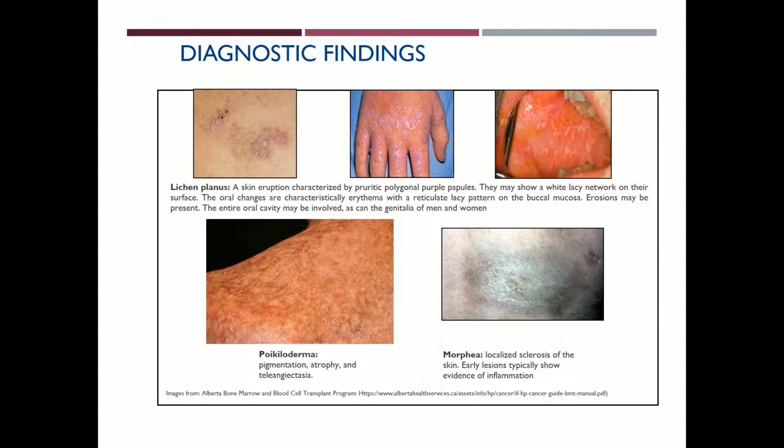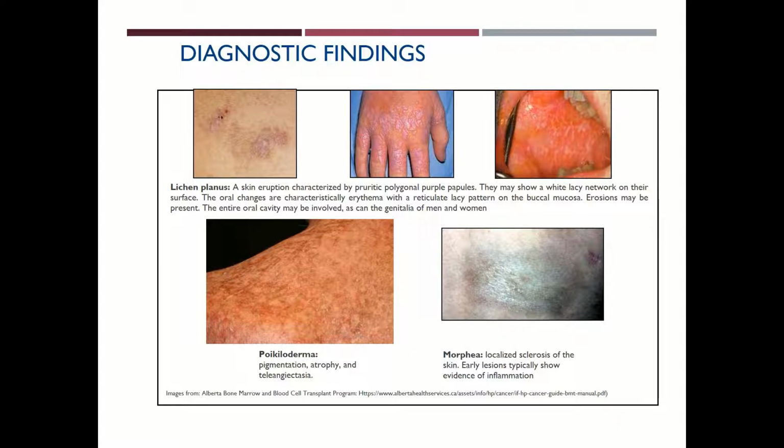This slide shows some pictures of diagnostic findings of chronic graft versus host disease. One of the most important diagnostic findings is lichen planus, which can occur on the skin, in the oral mucosa, or in genitalia. It's characterized by skin eruption or oral eruption associated with purple papules that are itchy on the skin, not in the mouth. They may show a white lacy network on their surface.